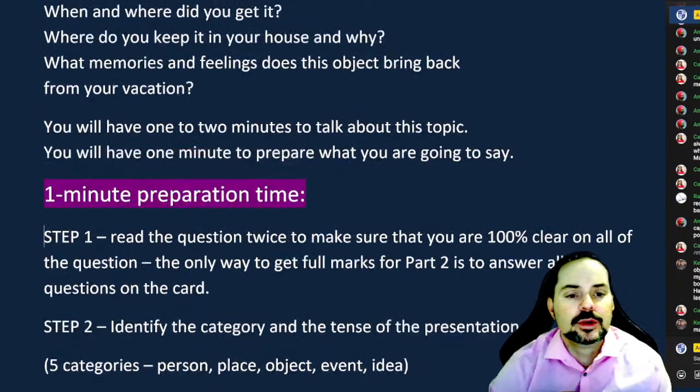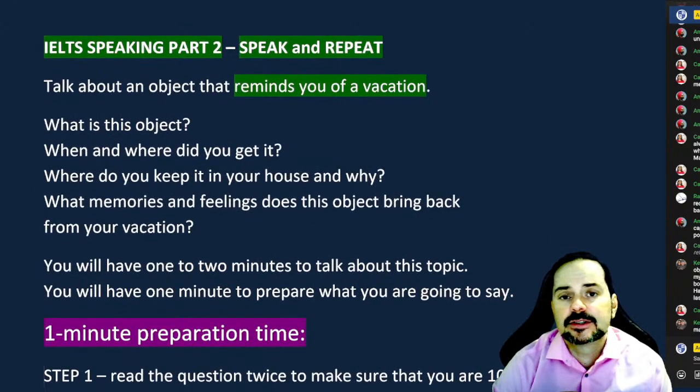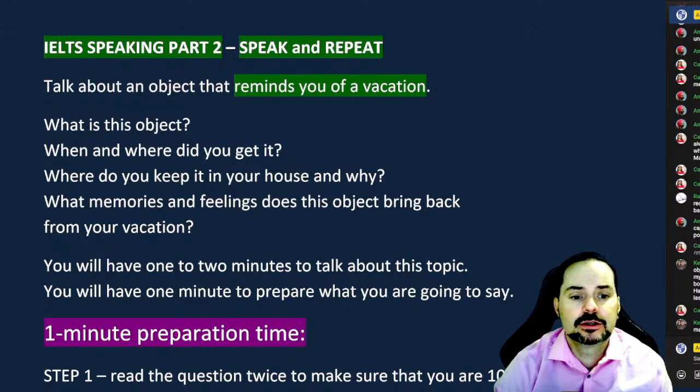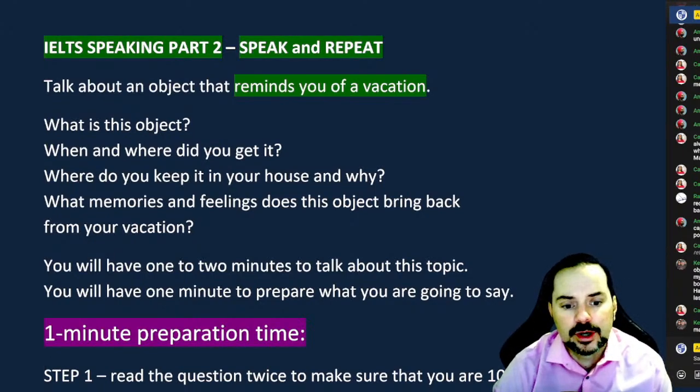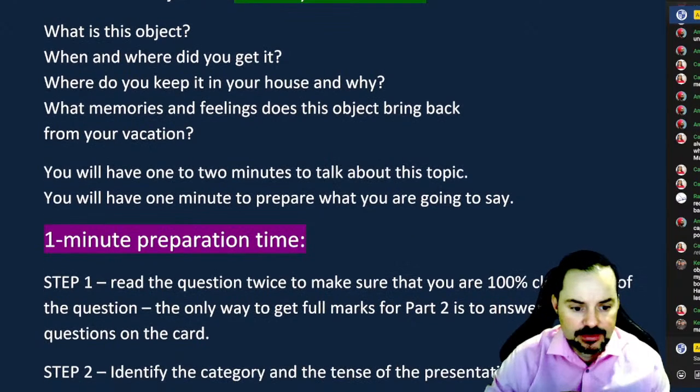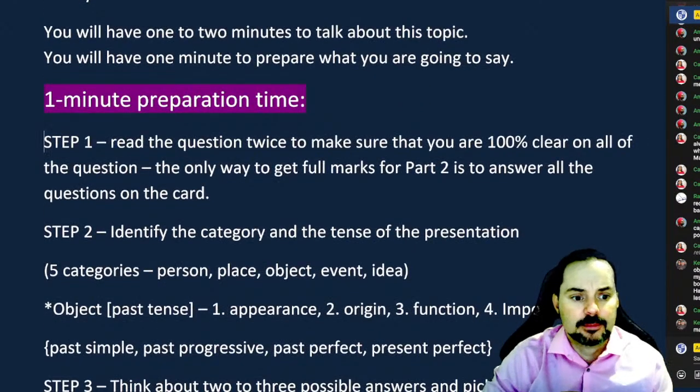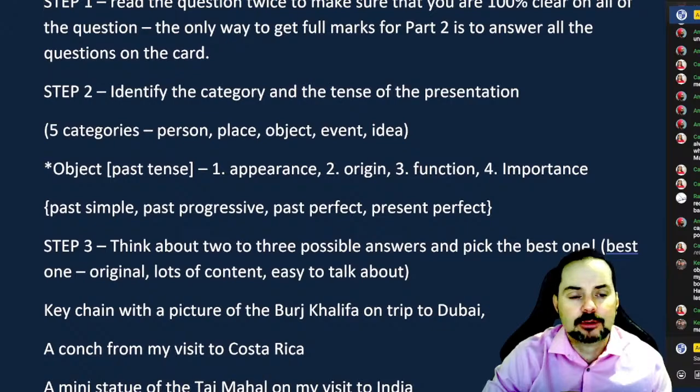So step one, you read the question twice, nice and fast. Of course, not allowed. So talk about an object, reminds you of a vacation. Talk about an object, reminds me of a vacation. Okay, what is the object? What is it? When and where did you get it? When and where did I get it? Where do I keep it in my house? What memories and feelings does this object bring back? What does it bring back? Okay. All right. Good. So read it twice. Now, it's an object.